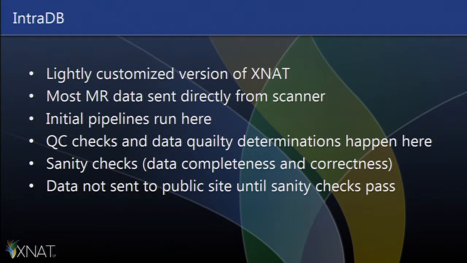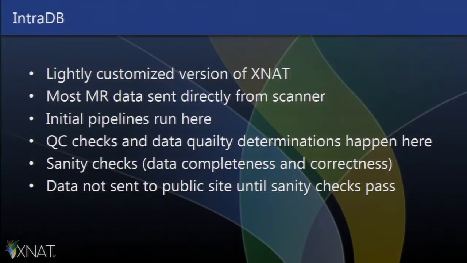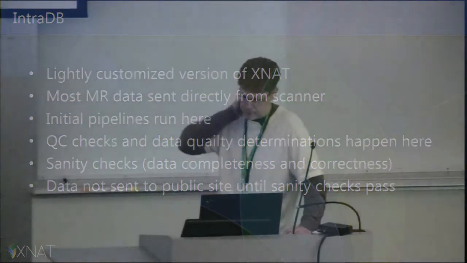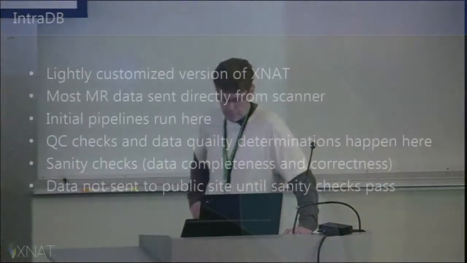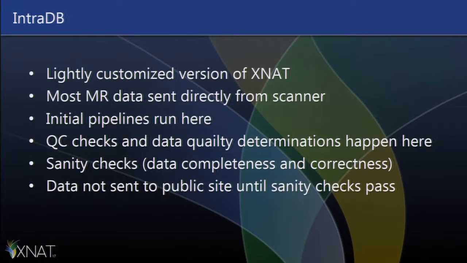The data came via CTP. We run initial pipelines on IntraDB and do QC checks and data quality determinations. That happens on this side. We run what we call sanity checks. They look for completeness and correctness of the data, especially in the imaging data itself, but also files like ePrime task files and physio files and other associated files, to make sure that those are there. And the goal is to not send those to the public site.